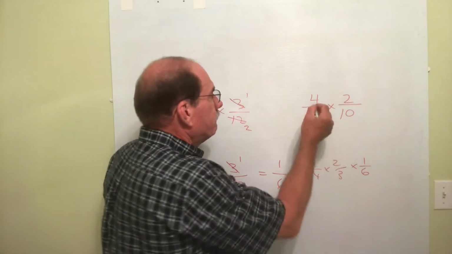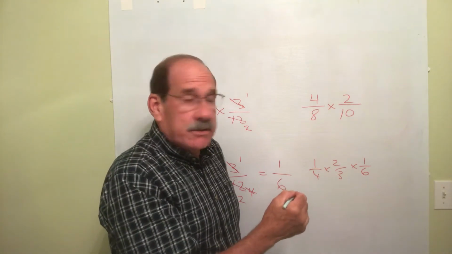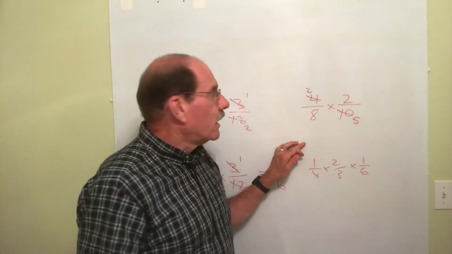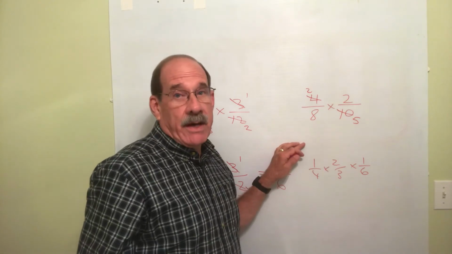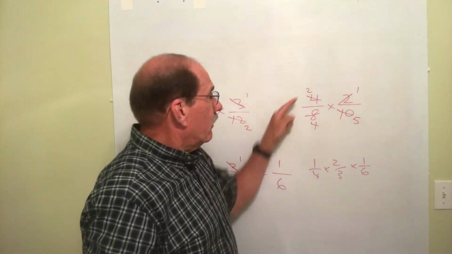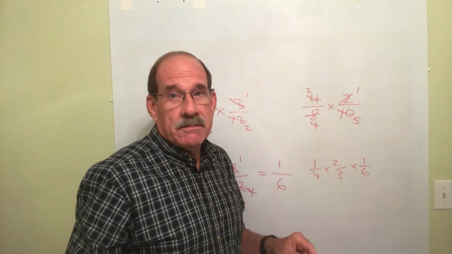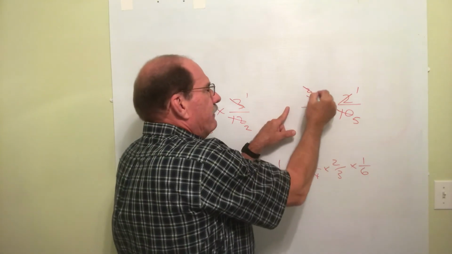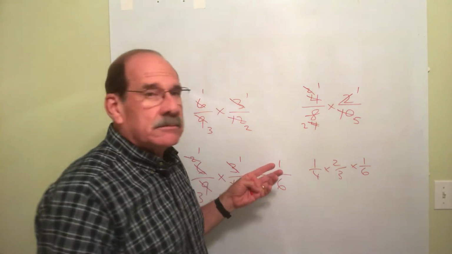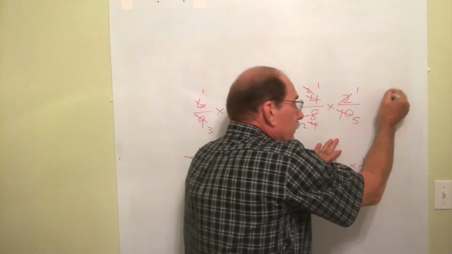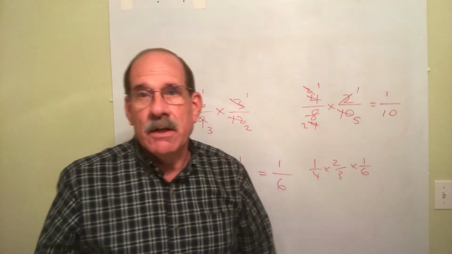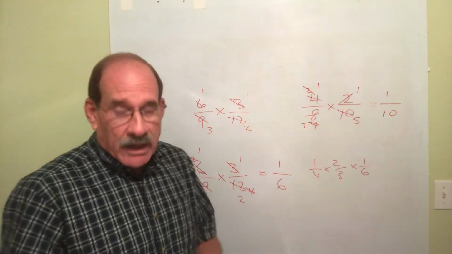I can say, let's see here, 4 and 2, I can divide both those by 2. Divide this by 2, that's 2. Divide this by 2, that's 5. Wow. This and this, divide both those by 2. This divided by 2 is 1. This divided by 2 is 4. Oh, but now, 2 and 4. I can divide both those by 2. Are you still with me? 2 divided by 2 is 1. 4 divided by 2 is 2. What's left? On top, 1 times 1 is 1. On the bottom, 2 times 5 is 10. There you go.